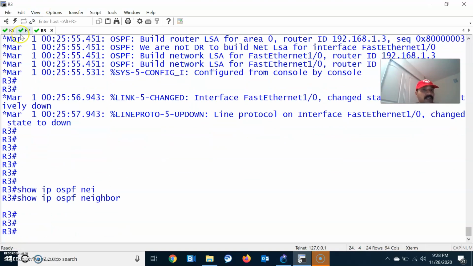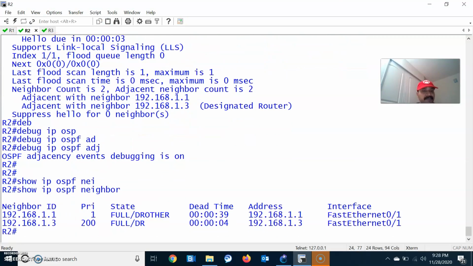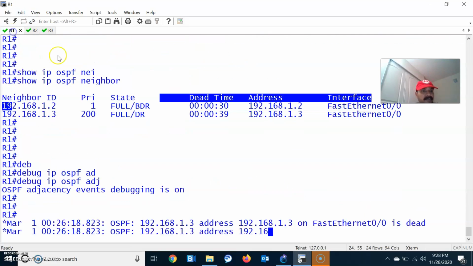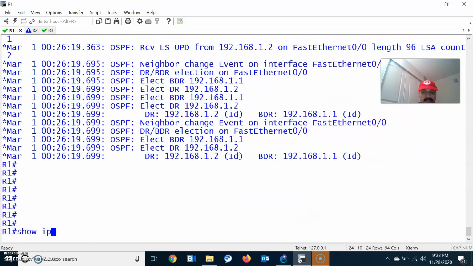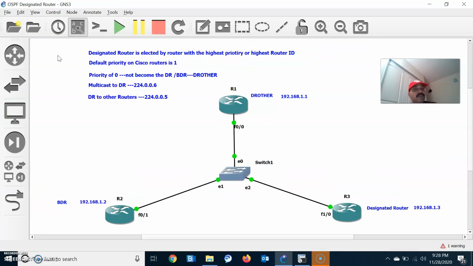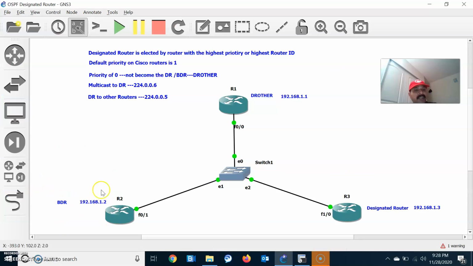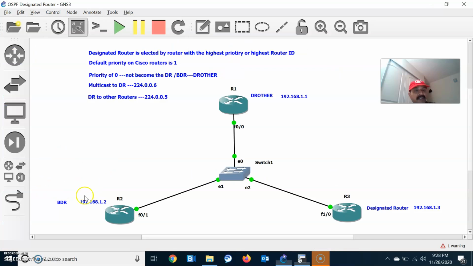Here you have already shut down the interface. Let us see show IP OSPF neighbor. It is also electing. Show IP OSPF neighbor, since I have done the debug. Yeah, you are able to see, once I shut down this designated router, the BDR will take over the active role. That means the BDR will become the DR. It is elected as the active router, that is the designated router.